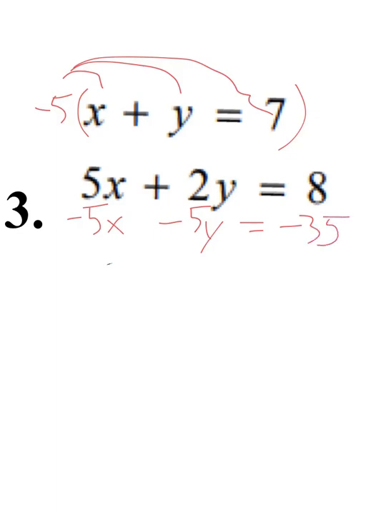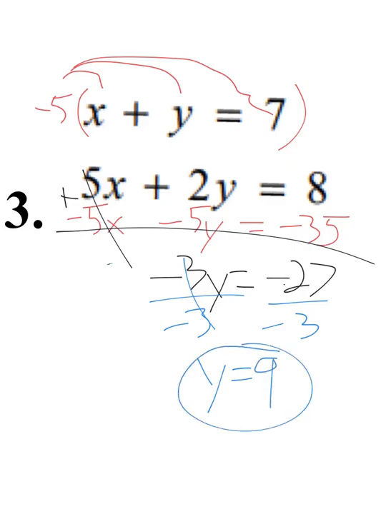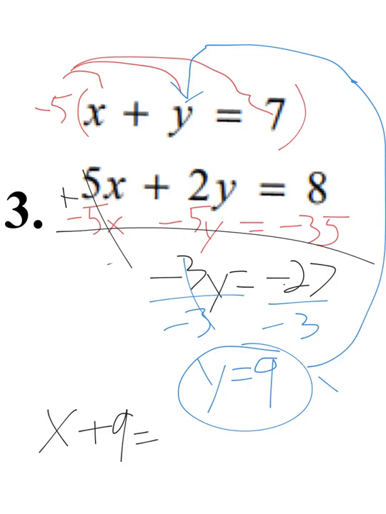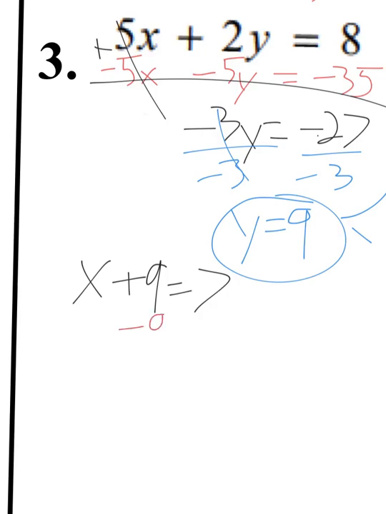Now I can add these two equations together. That eliminates. Now I have -3y equals -35 plus 8 is, what is that, -27? And so now I can just divide by -3 and y equals 9. All right? So take the 9, plug it into an equation. I'm just going to plug it into this one because it's easier to deal with. X plus y equals 7, so x plus 9 equals 7. Subtract 9 from both sides, and you see that x is going to equal -2.